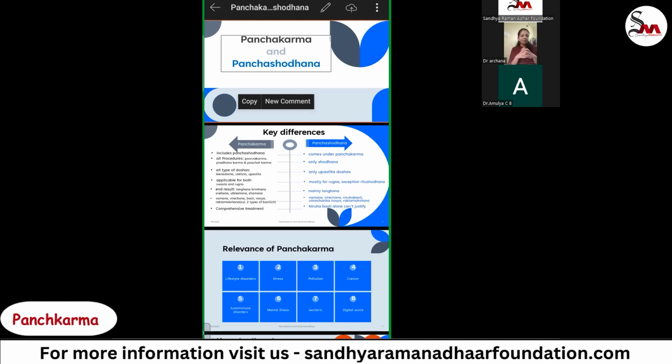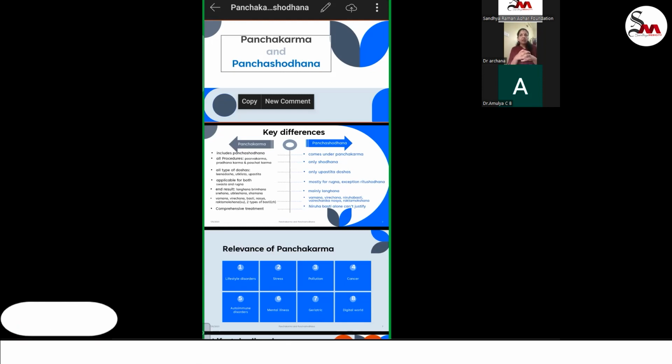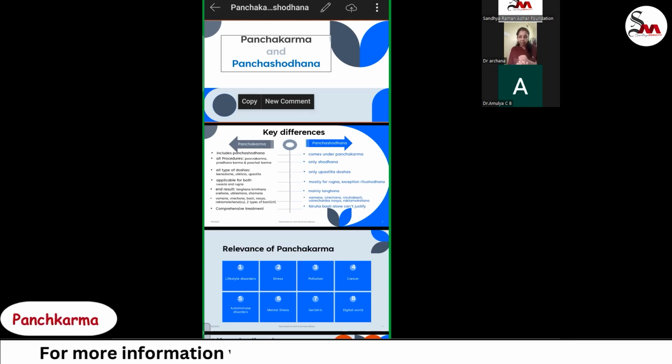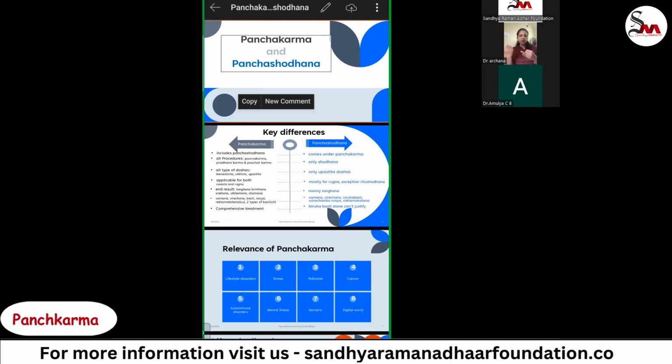For example, this Brahmana Nasya, you need not wait for Rutu to come. You can do it. But Shodhana procedures are usually done in patients where the doshas are in Upasthita form, and the Rutu according to that is Vamana in Vasanta and Virechana in Sharad. This is the restriction for Panchashodhana.